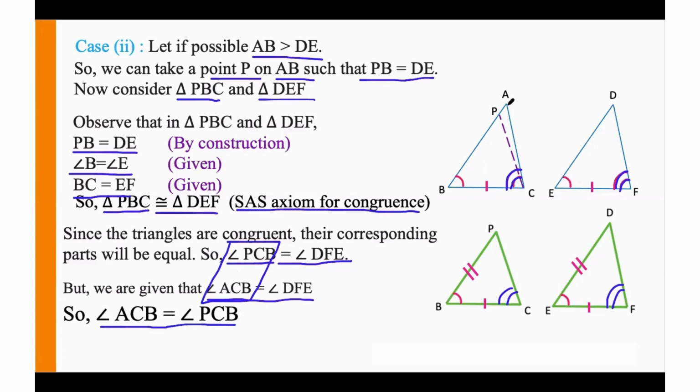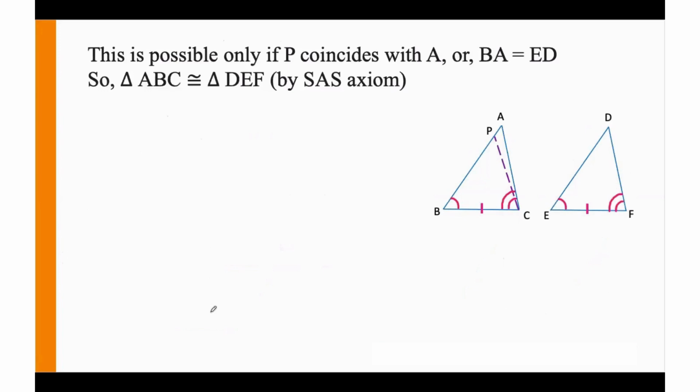Now look here, ACB is this angle, ACB. How can that be equal to PCB? PCB is a little smaller angle. But according to our assumption and logical arguments, we come to this conclusion that angle ACB is equal to angle PCB. Now that is only possible if P coincides with A. That means P and A are actually the same points. They are not different points.